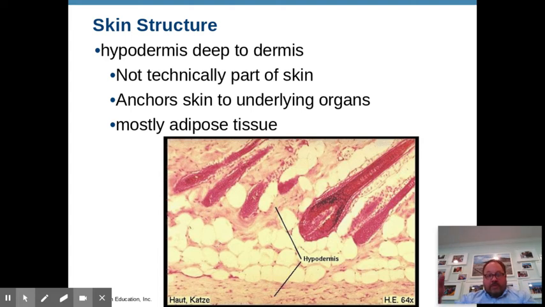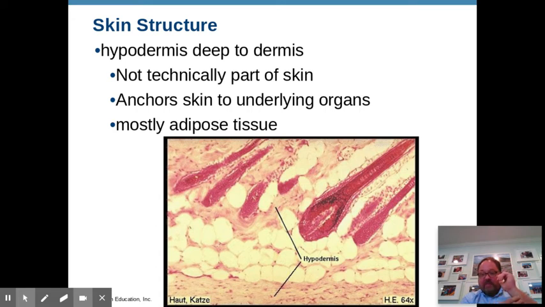Now, the hypodermis. Hypo means below. The hypodermis is technically not part of the skin, but it all is sort of continuous. So in any diagram you see, they'll have the epidermis and dermis, but then they also have some of the hypodermis. Now, the hypodermis is primarily adipose tissue or fat. And that does a couple things. It does provide some mechanical protection.